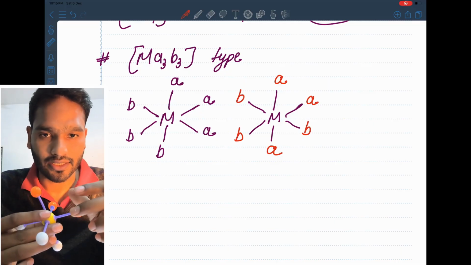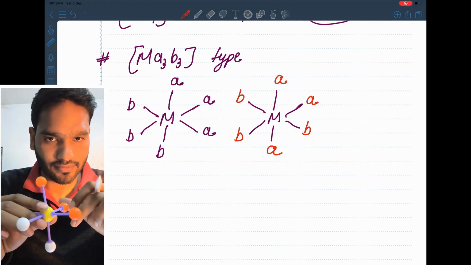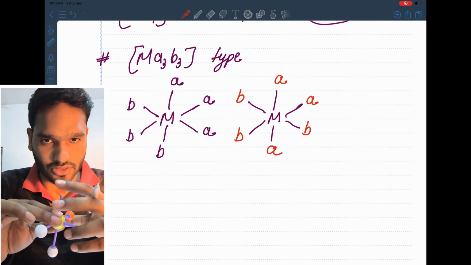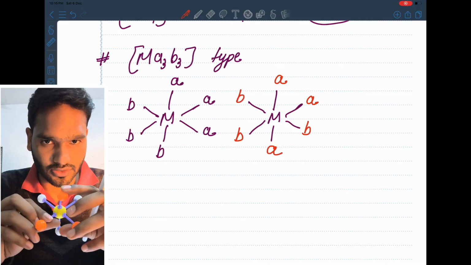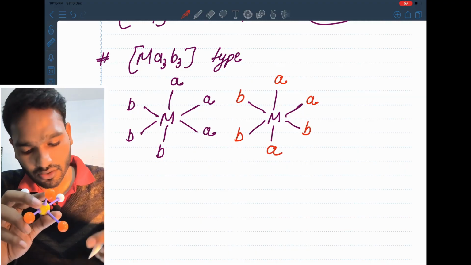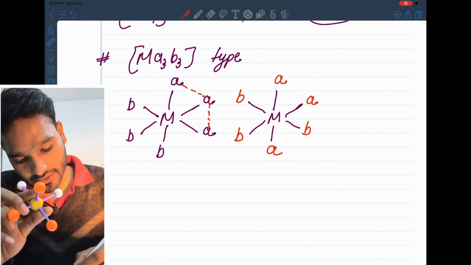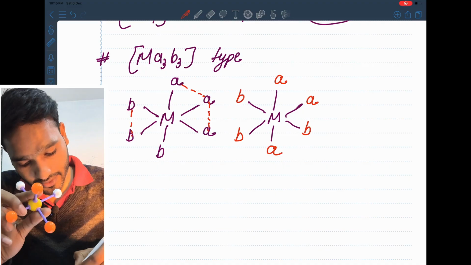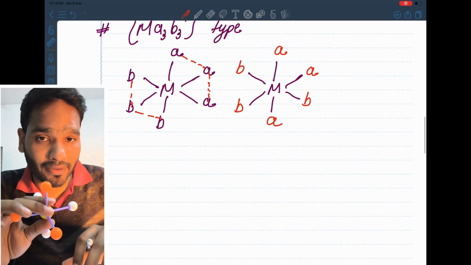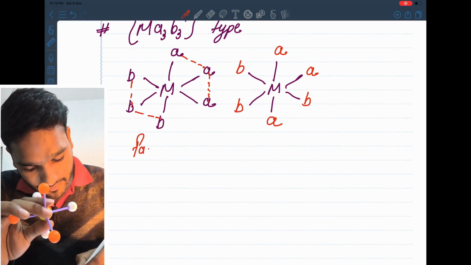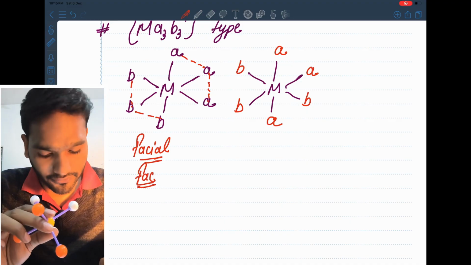We are having A above the plane, and then we are having another A, then we are having this one. So these 3 are like towards one face. So this is one of the faces of the octahedral. So they are all towards one face, and these 3 B are all towards one face. So we will say this geometrical isomer will be facial, or we represent it by this fac isomer.